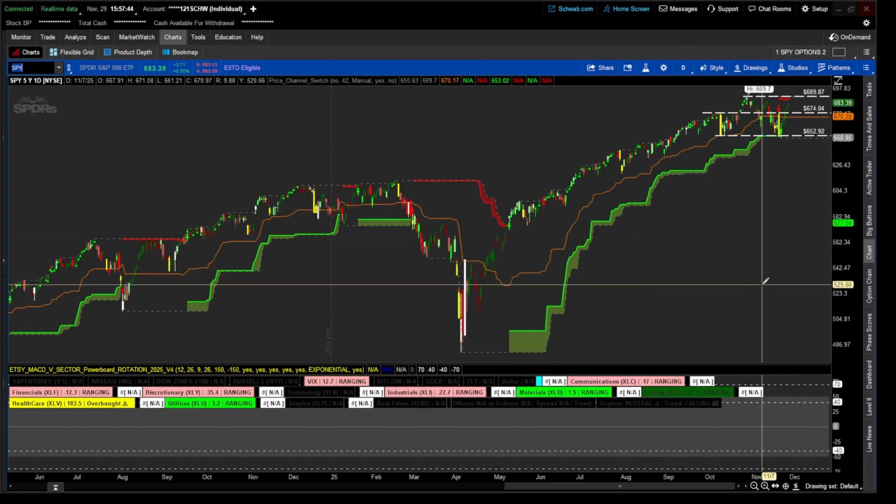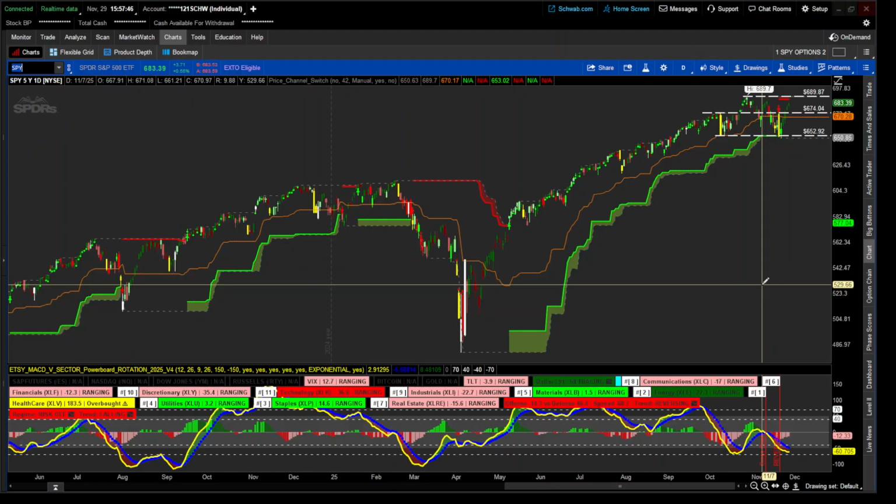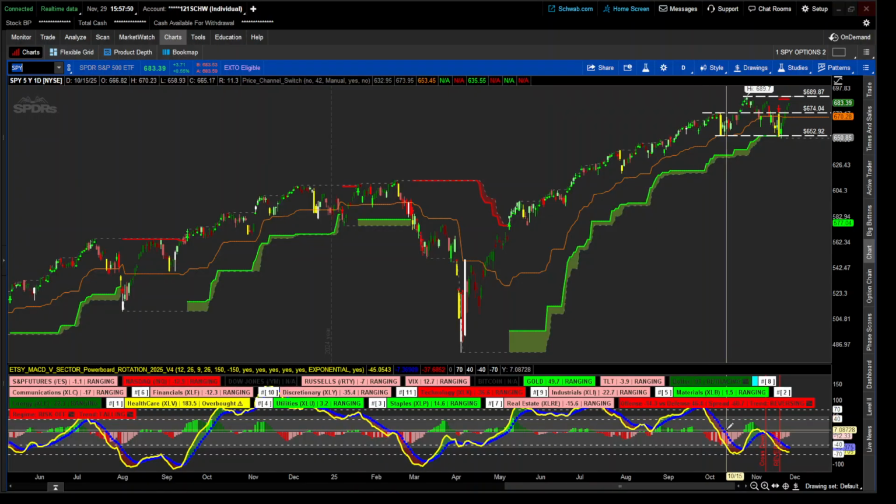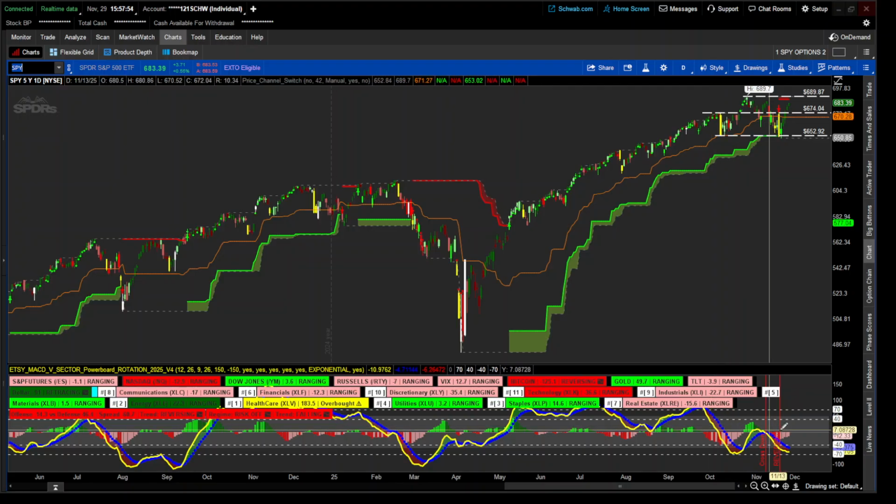But that's basically how you use this indicator. It's going to point you in the direction of those with the strongest MACD readings, and it's going to tell you, hey, we're bullish, or we're considered possibly bullish or bearish according to the MACD sector Powerball rotation indicator.